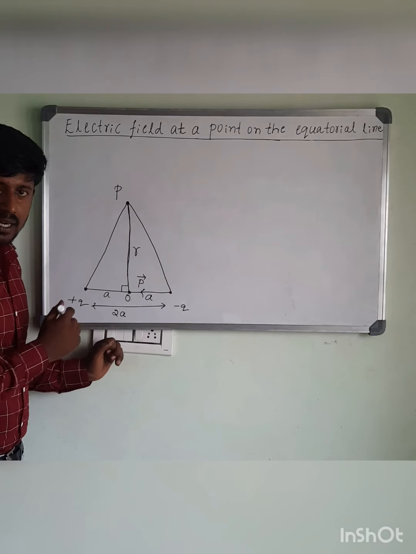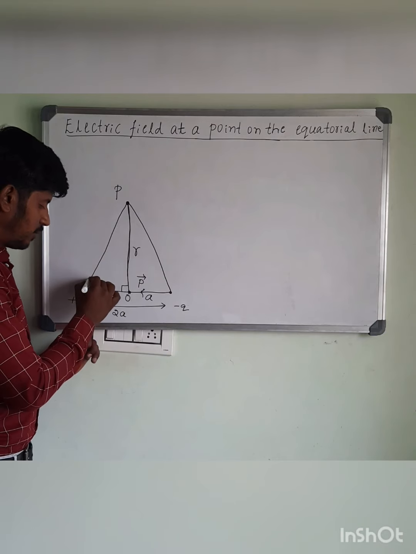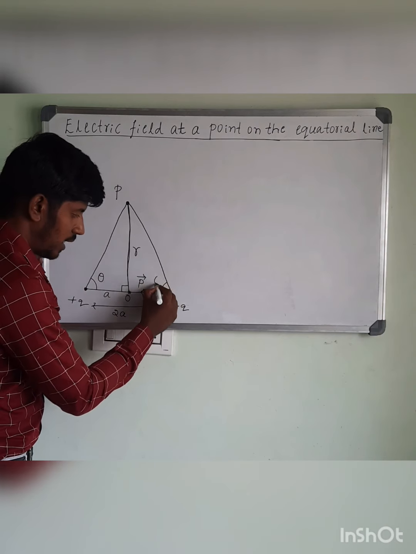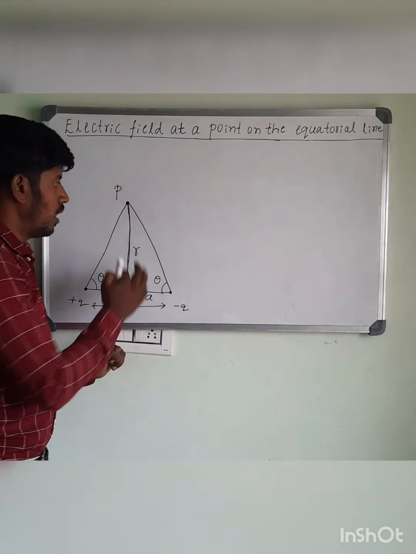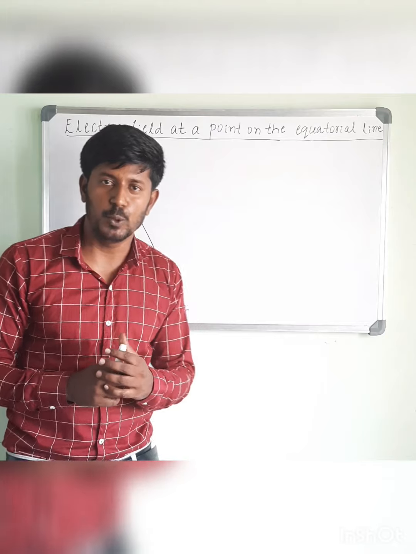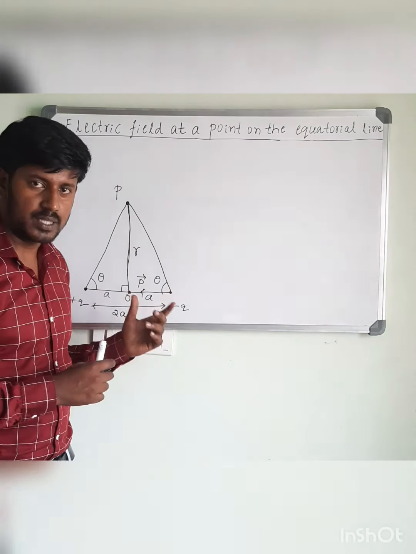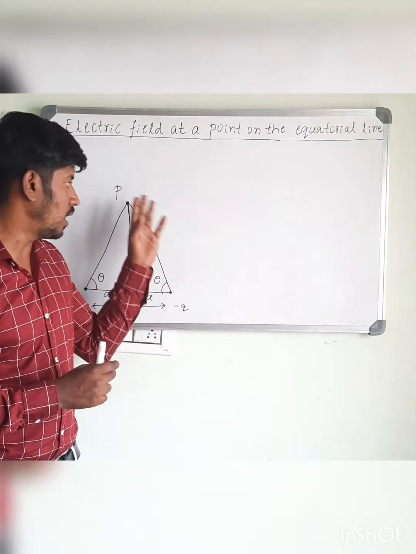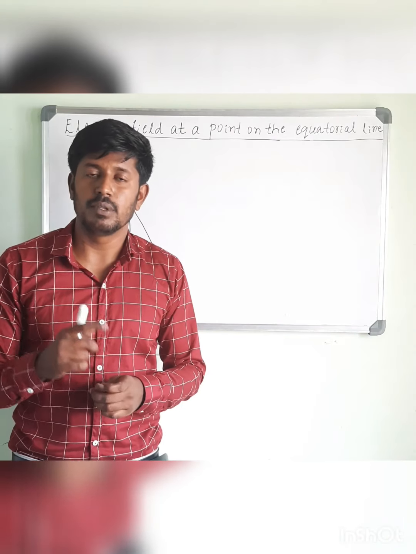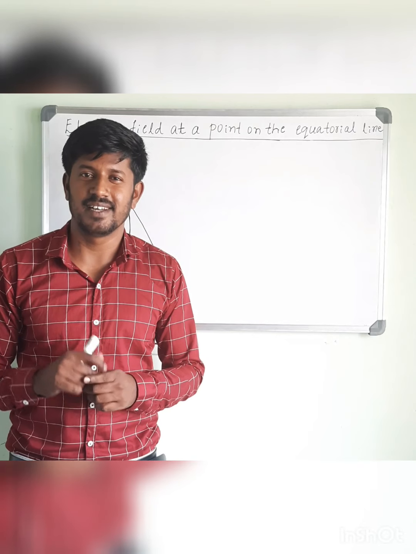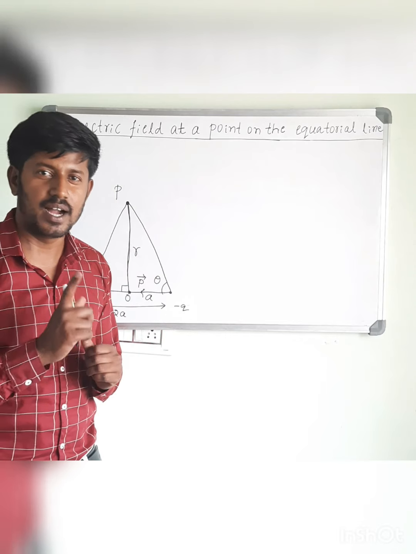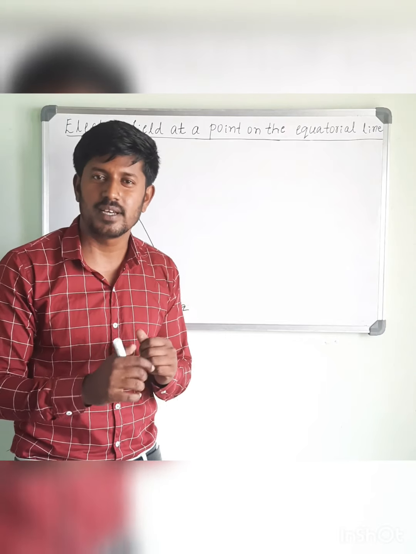These two lines are not parallel to each other, so these two lie at some angle theta. Similarly, these two lines also lie at some angle theta. At point P, I am going to represent the electric field due to dipole. So electric field due to charges, here we have two charges, therefore at point P we have two electric field lines. I will make use of one of the important properties of electric field lines, that is electric field line is always directed away from the positive charge and electric field line is always directed towards the negative charge.